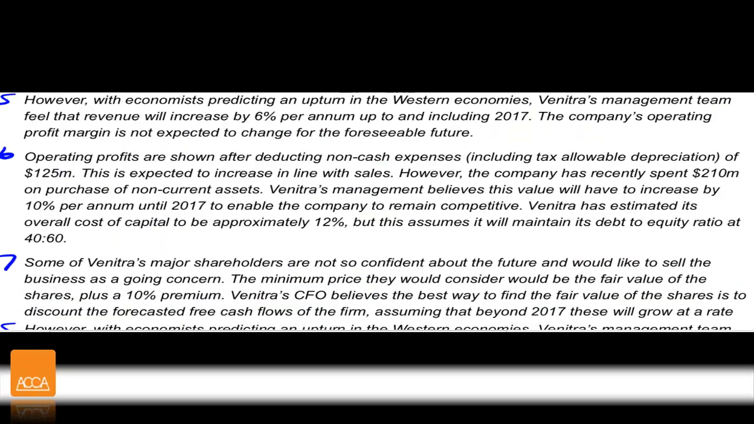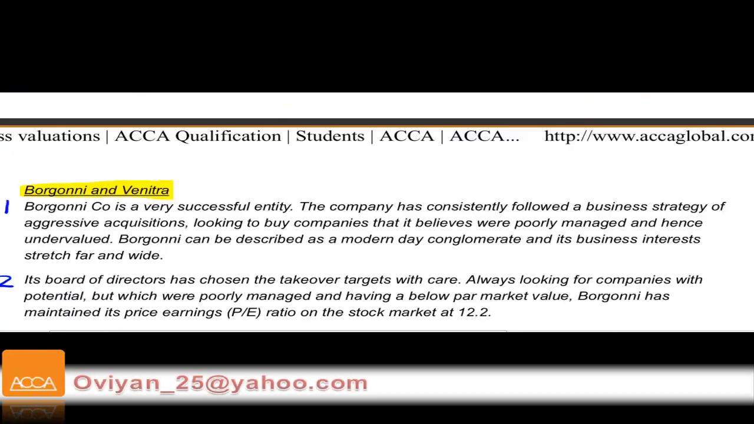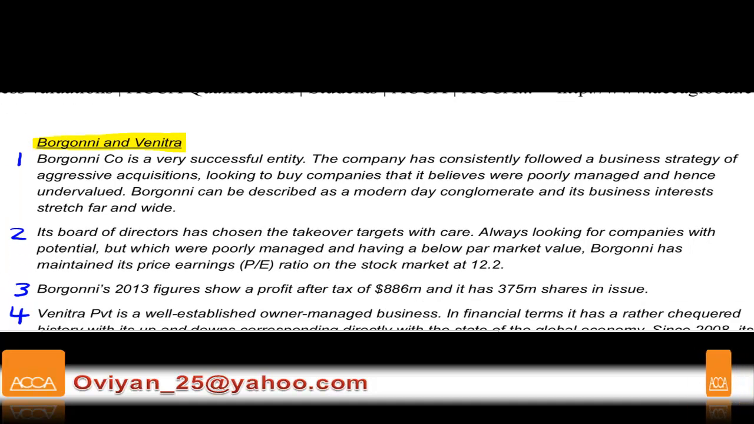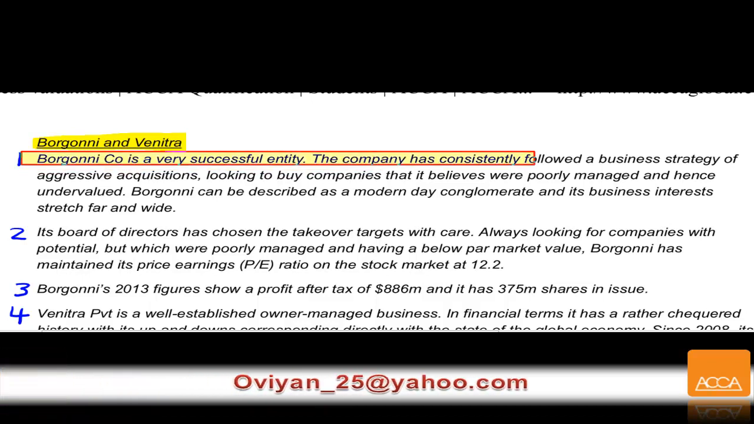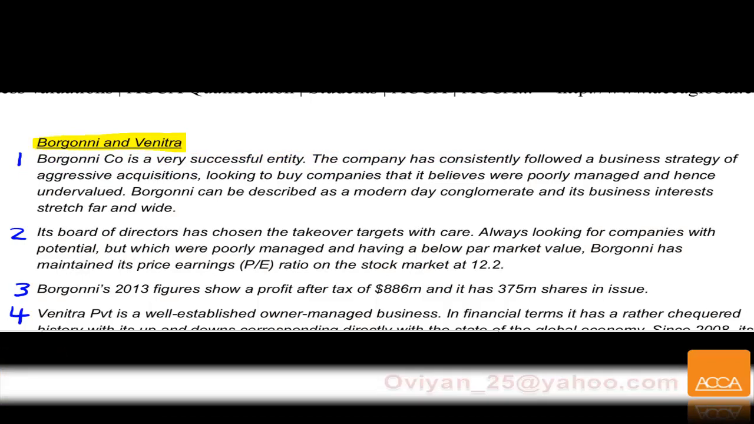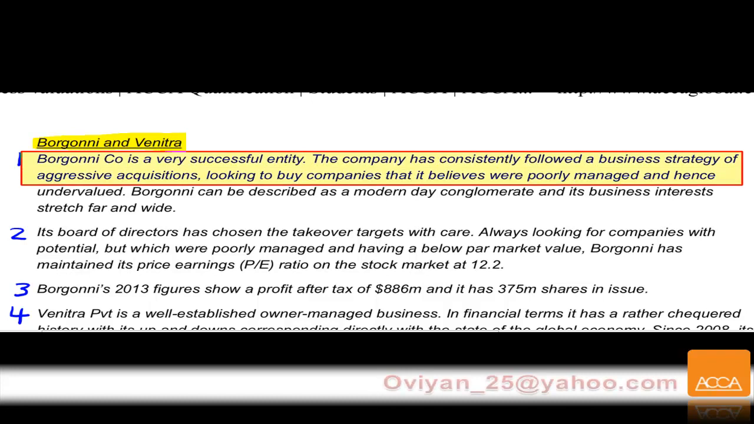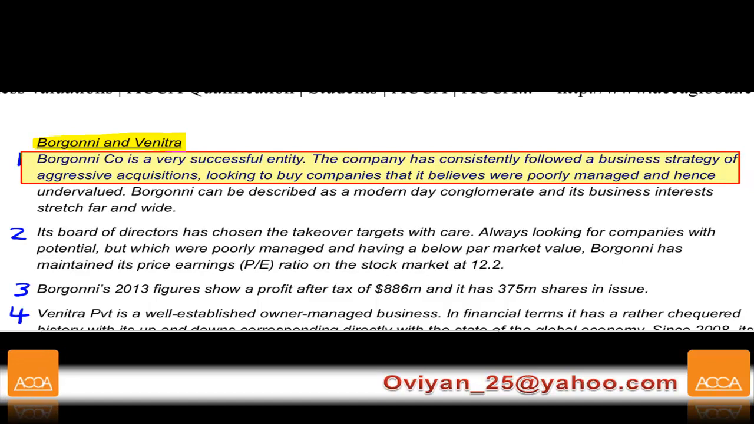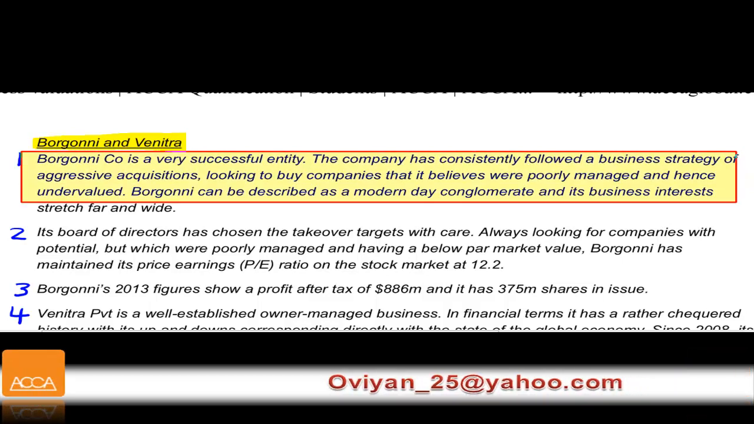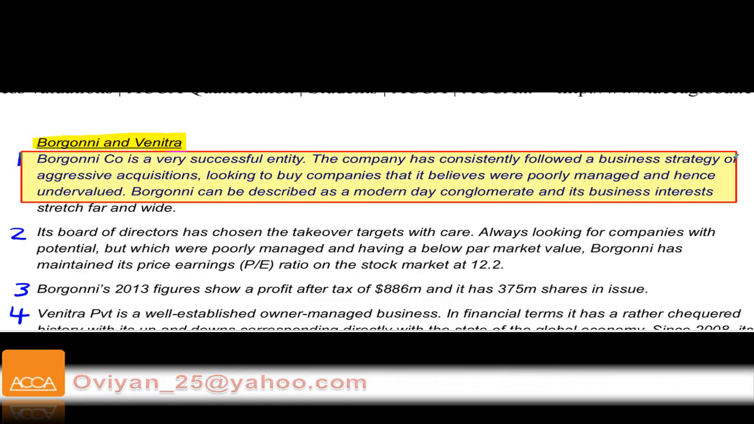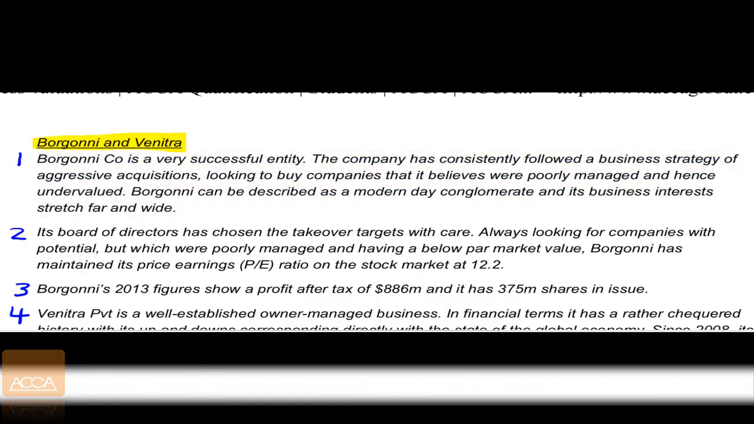Now back to the question on paragraph number 1. Bergoni is a very successful entity. The company has consistently followed a business strategy of aggressive acquisitions, looking to buy companies that it believes were poorly managed and hence undervalued. Bergoni can be described as a modern-day conglomerate, and its business interests stretch far wide.